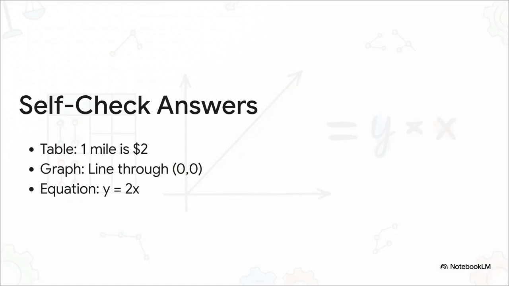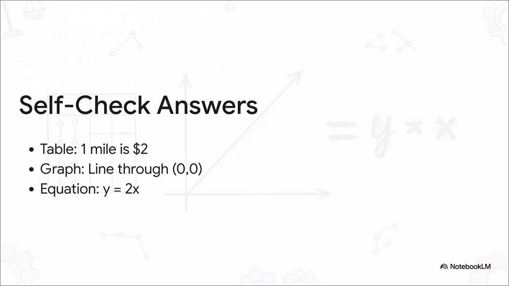For the table, your input is miles and your output is cost. So 1 mile is $2, 2 miles is $4, and so on. For the graph, because there's no starting fee at all, 0 miles costs $0. That means our straight line goes perfectly through the origin, proving for sure that it's a proportional relationship.